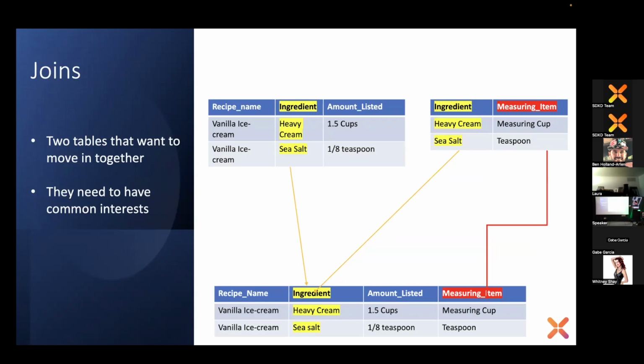So we've got two friends. We got this friend over here, we got this friend over here, and they've been dating for a little bit. They're talking about moving in with each other. But the thing that's most important, in my opinion, for relationships is having common interests. So we see that these two friends have a lot of common interests. They both have ingredient, they both have heavy cream in that ingredient column. They both have sea salt. So I think it would be really good for them to move in together.